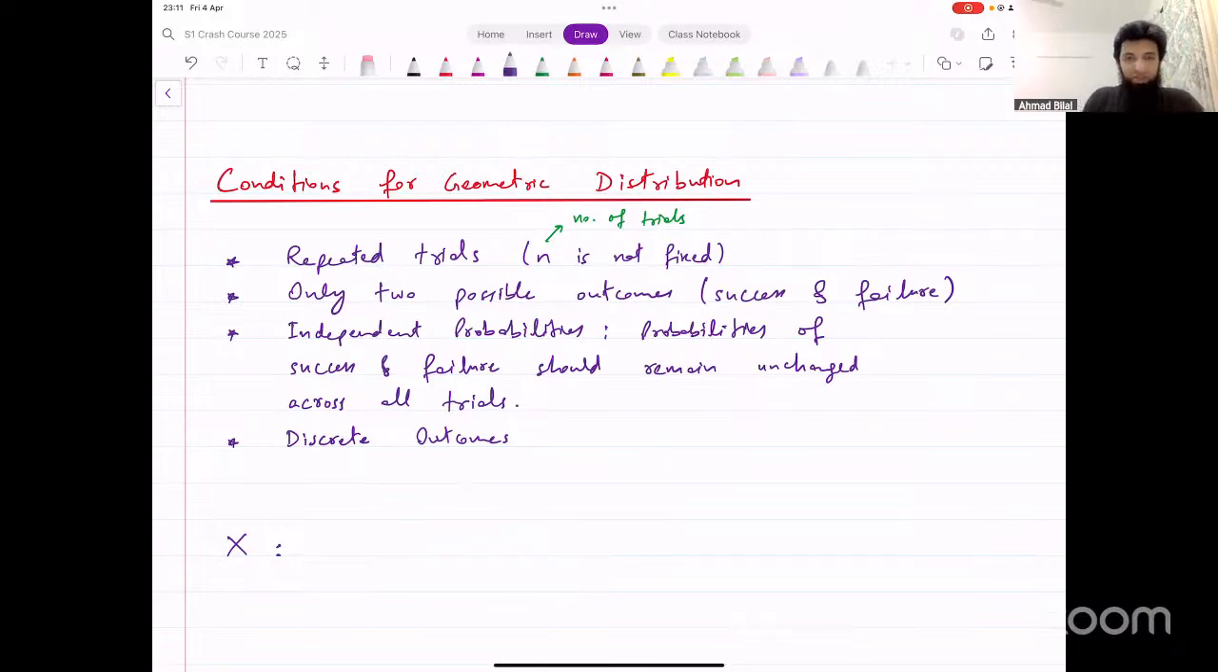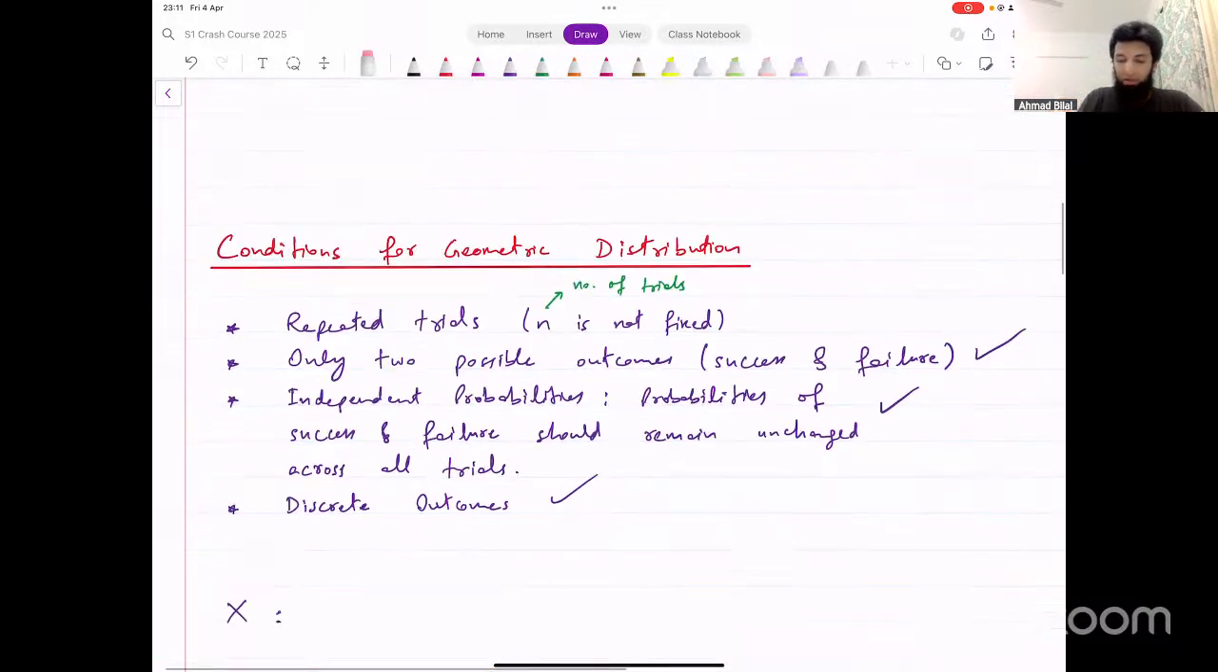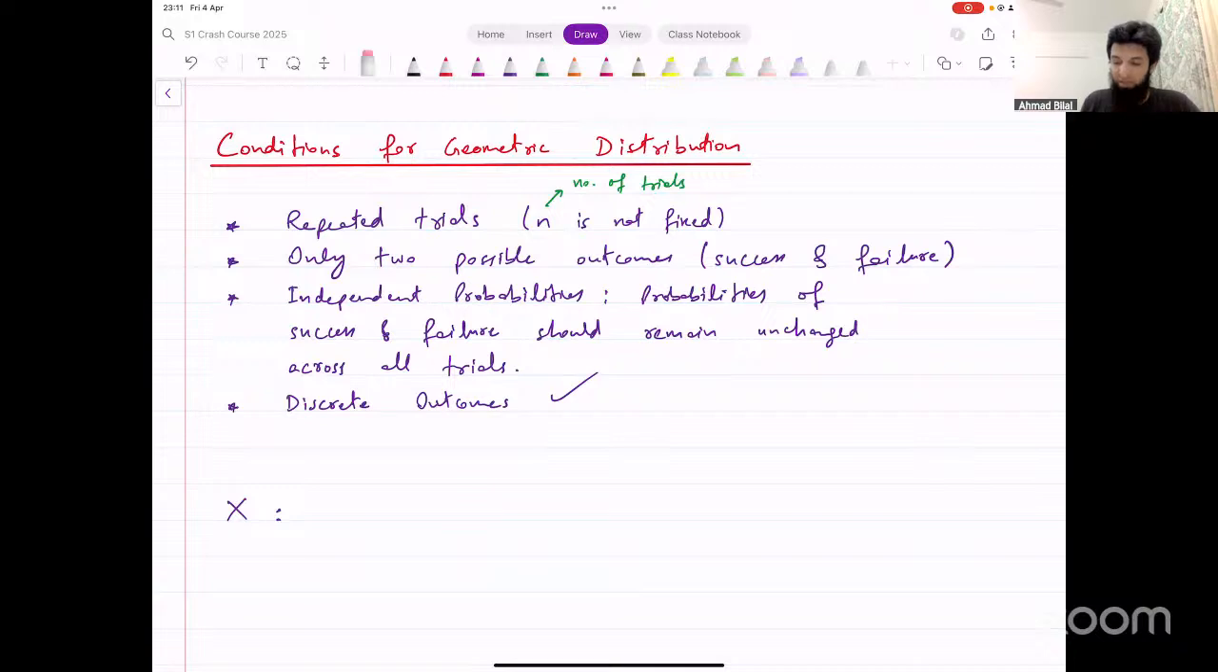The other conditions are the same. Here as well, you need two possible outcomes, success and failure. Their probabilities should remain constant. They should not be changing here as well. Okay, so that's also the same. And the outcomes should be discrete. That's kind of obvious. These are discrete outcomes, 1, 2, 3, 4, 5, and so on. So yes, they are discrete as well. So the other conditions are the same. As far as the conditions are concerned, the only difference is in binomial, n was fixed. In geometric, it's not necessarily fixed. Okay, now that's one thing that you can differentiate it from.